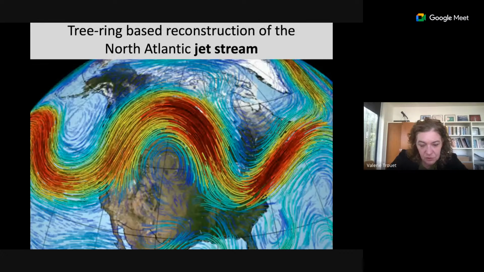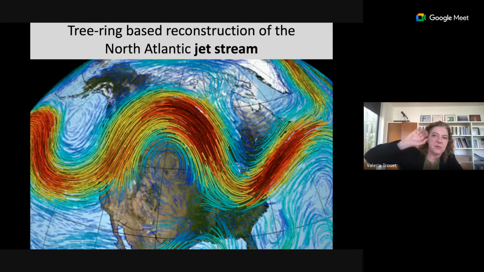Okay, I'll try and be quick about the jet stream. This is a study we published recently, where we used the rings of trees to reconstruct the jet stream. So now not just climate on the Earth's surface, but the jet stream: the winds that blow about 6 miles above the Earth's surface in an eastward direction. They're driven by the Coriolis force of the Earth. They blow in an eastward direction.